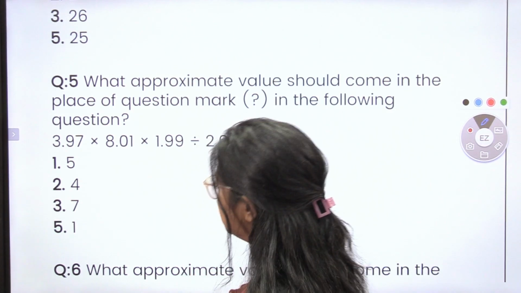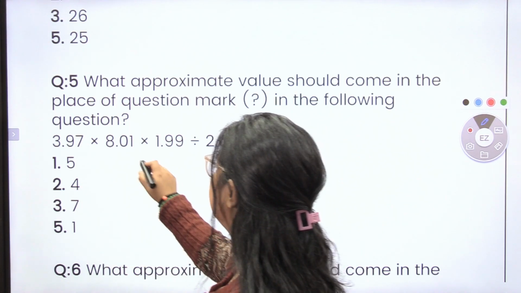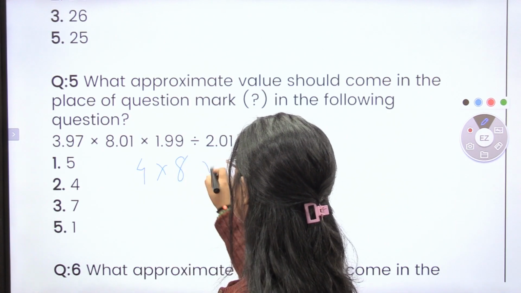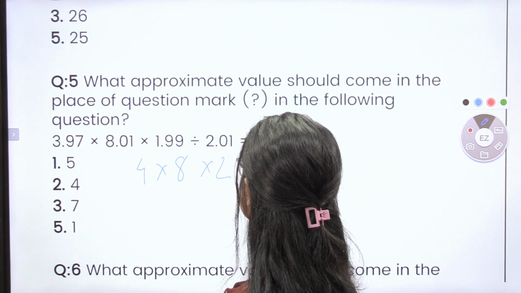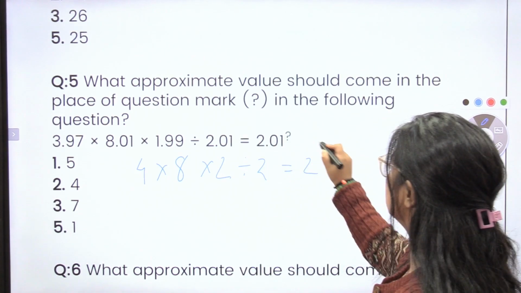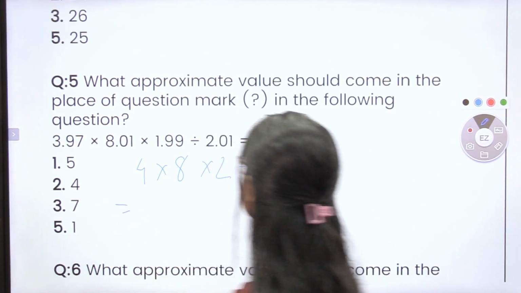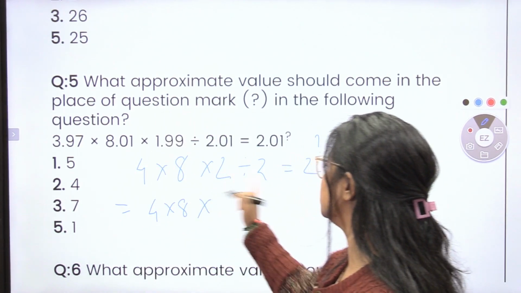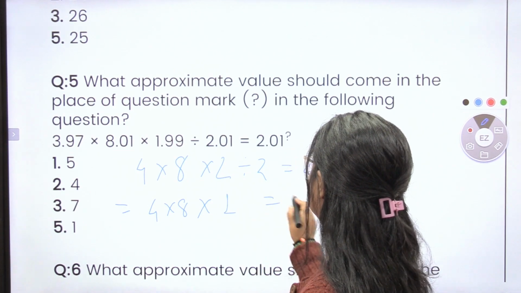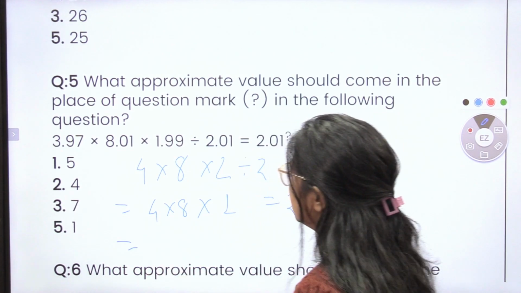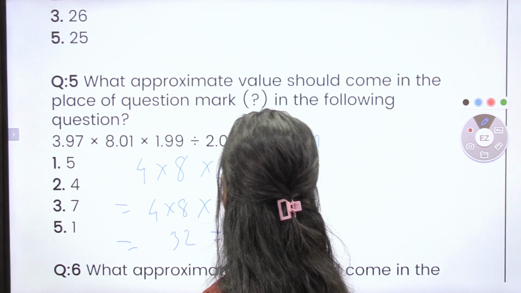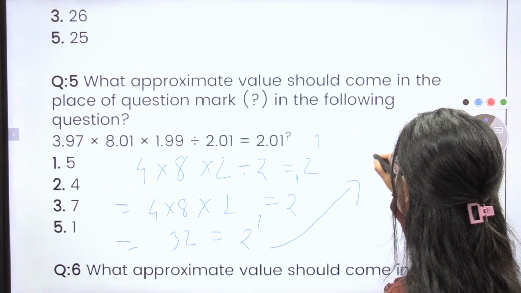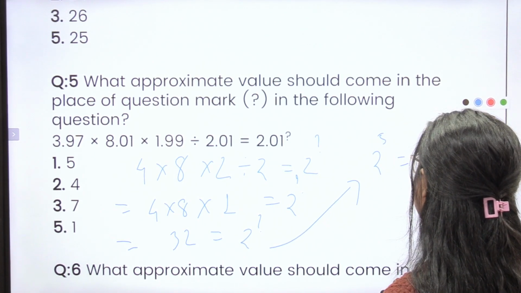397 into 801. Okay, 3.97 will give you the value 4, into 8.01 is 8, into this is 2, division 2 is equal to 2 power question mark. Okay, fine. So you will do the division first. So 4 into 8 into 2 division 2, that means 1, is equal to 2 power question mark. That means 8 into 8, 4 8s are 32, equals 2 power question mark. That means from here 32 is 2 power 5, and 2 power question mark.